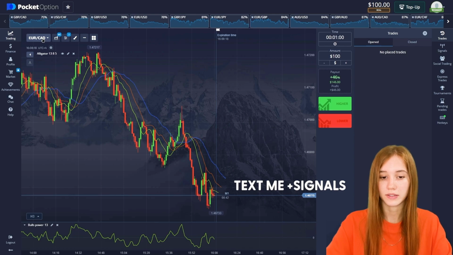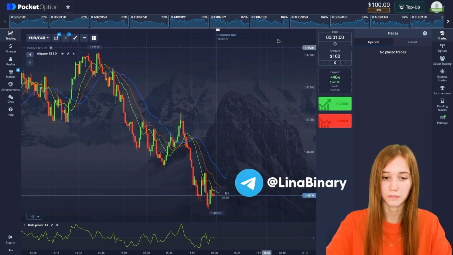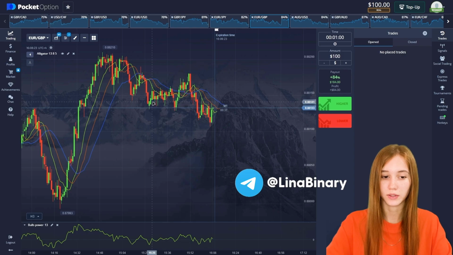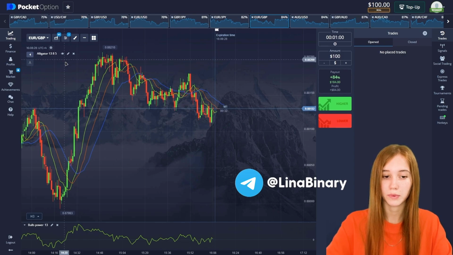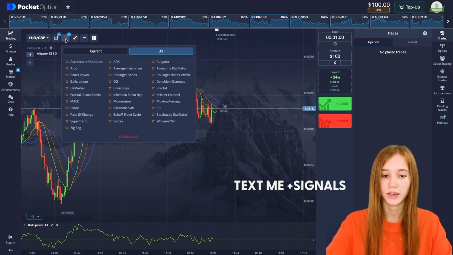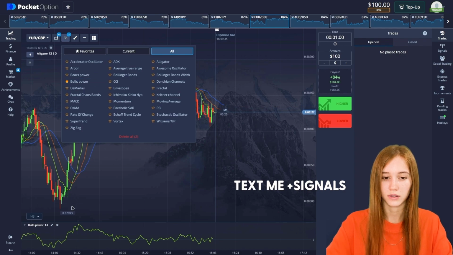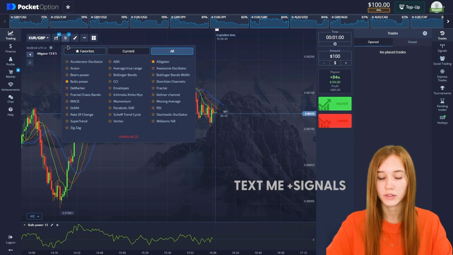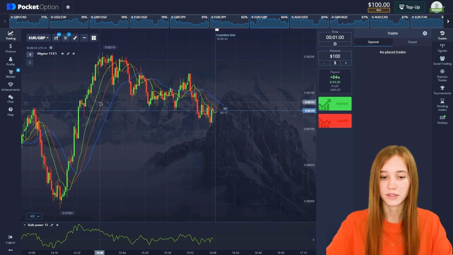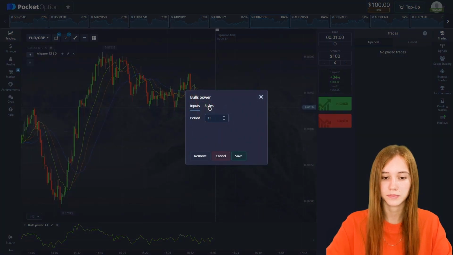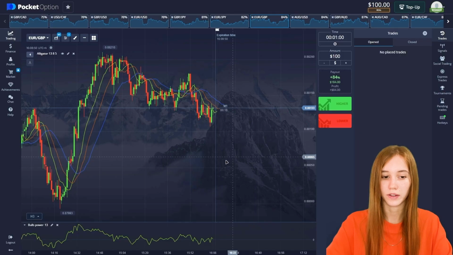Let's continue with the settings. Today we will use two indicators, Pulse Power and Alligator. Here you can find these indicators and turn them on. We trade on Pocket Option. Let's talk about the indicators, starting with Pulse Power. I'll show you its settings.